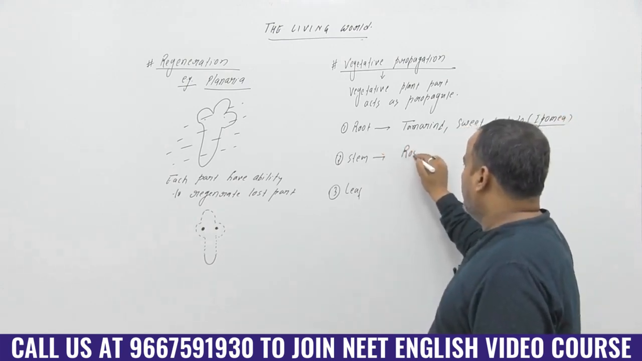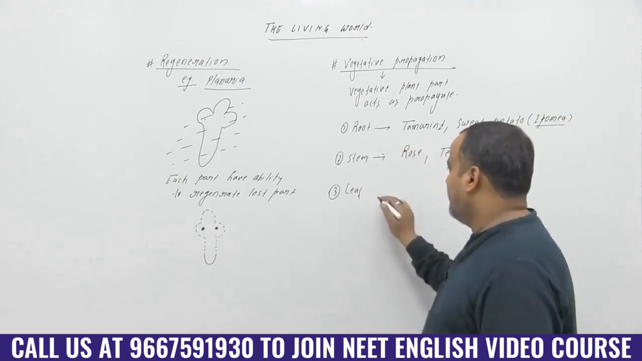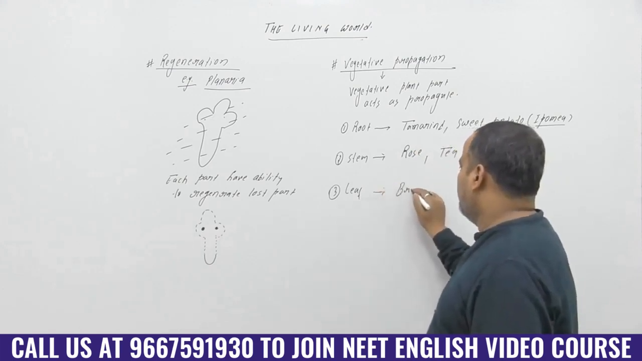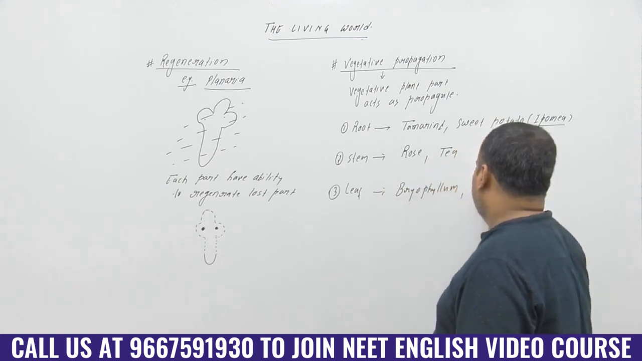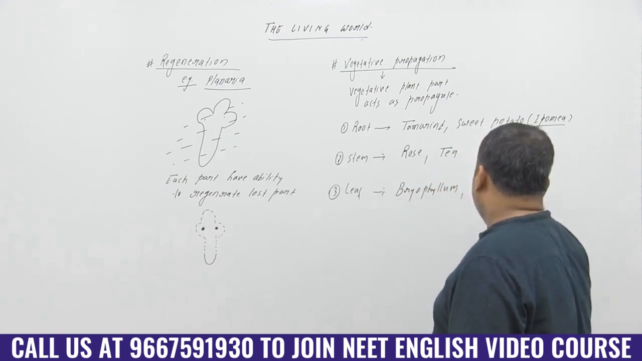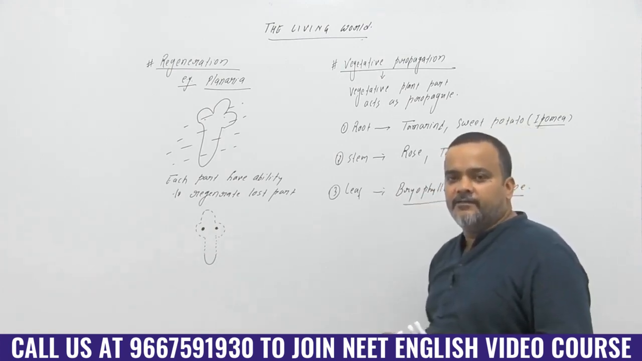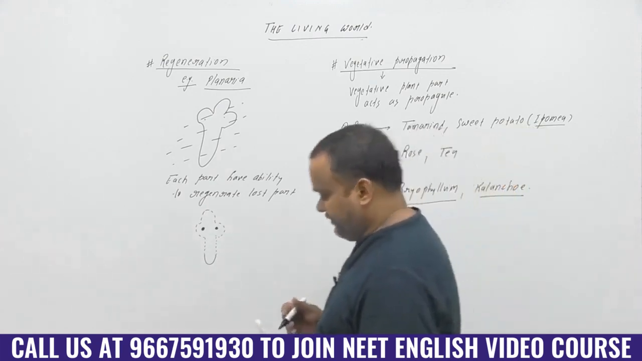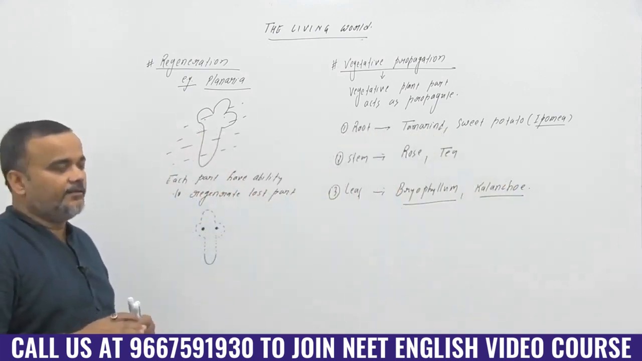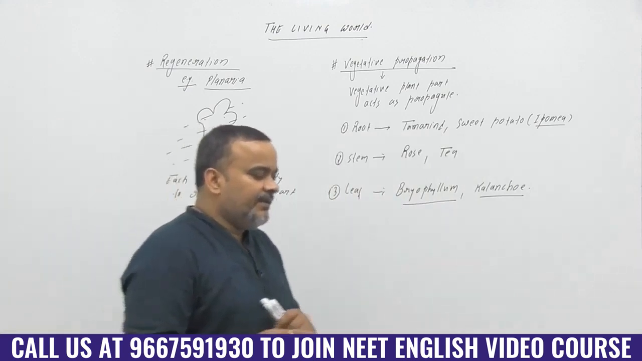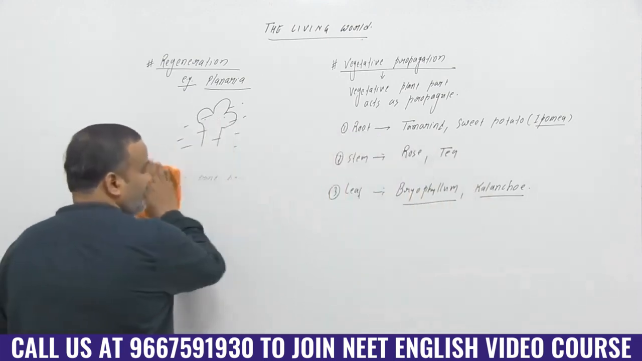Stem: rose, tea, these can be propagated by stem cutting. Leaf: bryophyllum, kalanchoe, these plants are propagated by leaf. Okay. So these are the various methods of asexual reproduction in organisms. Now our next question is, can we consider reproduction as a defining property of being living?